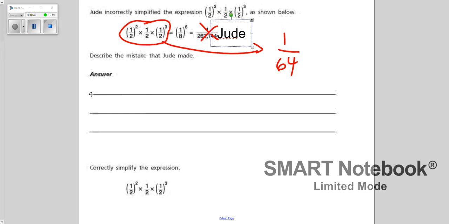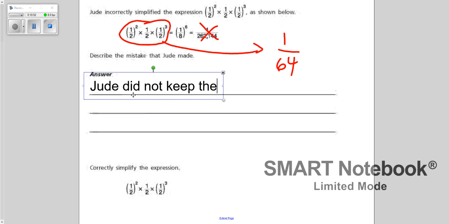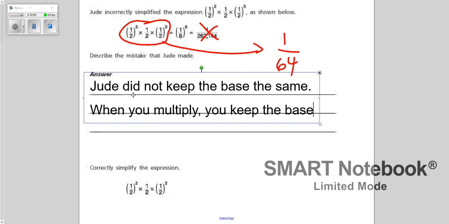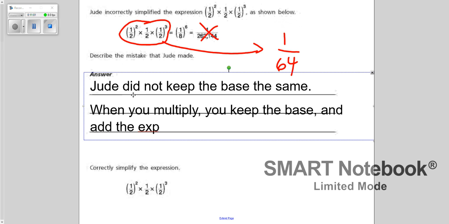Jude, here we go. Jude did not keep the base the same. When you multiply, you keep the base and add the exponents. Jude multiplied the base. 1/2 times 1/2 times 1/2 is 1/8. But when you are dealing with exponents, which we are in this question, you have to keep the base the same. So that was Jude's mistake.